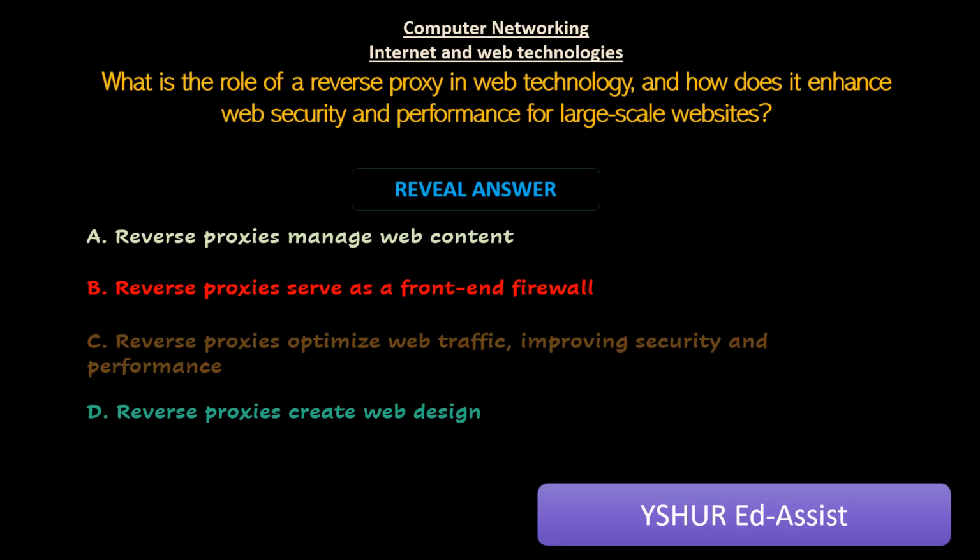What is the role of a reverse proxy in web technology? And how does it enhance web security and performance for large-scale websites? A. Reverse proxies manage web content. B. Reverse proxies serve as a front-end firewall. C. Reverse proxies optimize web traffic, improving security and performance. D. Reverse proxies create web design.